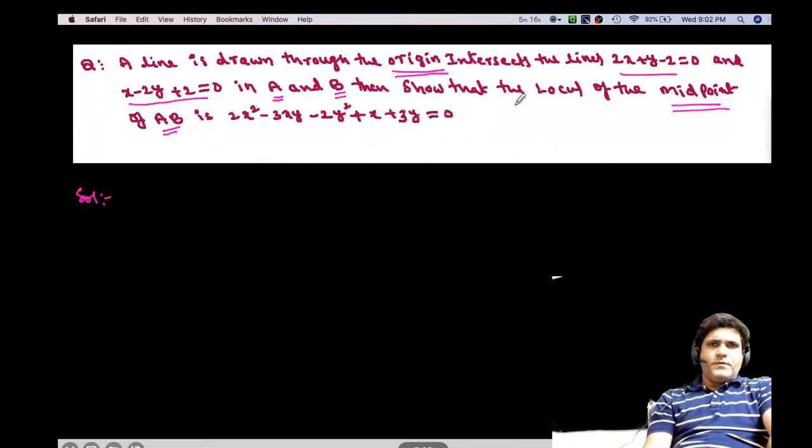First, if you observe the equations, the first equation is 2x + y - 2 = 0. Its slope is -2. The second equation's slope is 1/2. Therefore, the two lines are perpendicular.